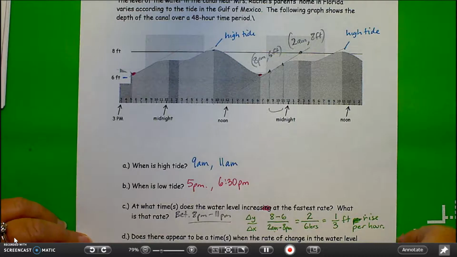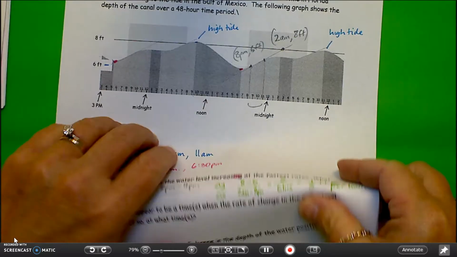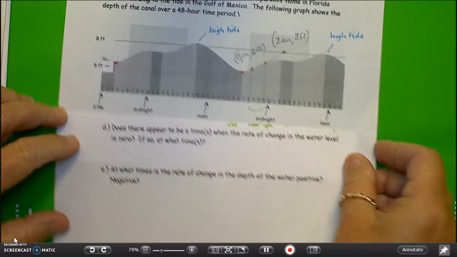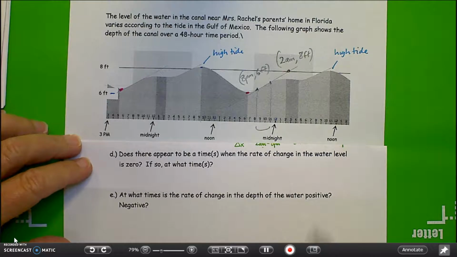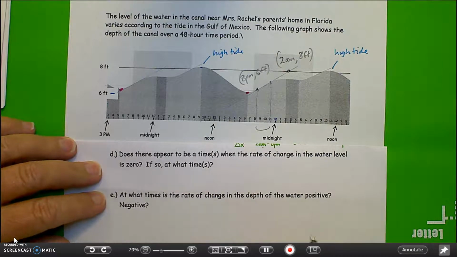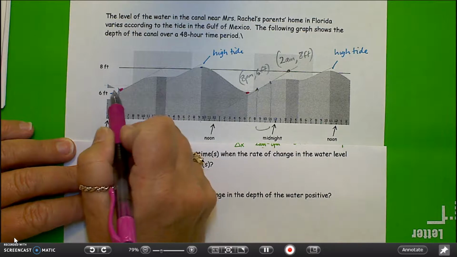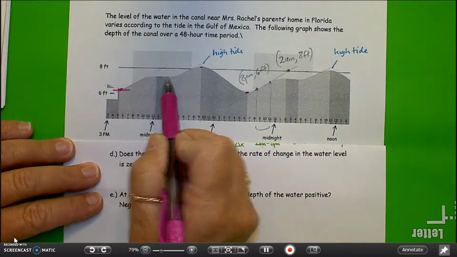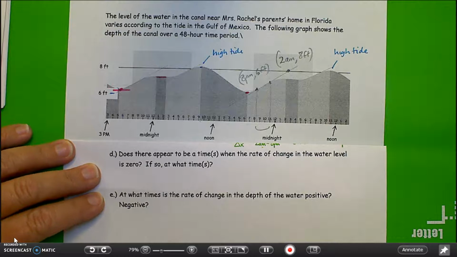Next question, does there appear to be a time when the rate of change in the water level is 0? I'm going to fold my paper here so I can get everything on the screen at once. What time does the rate of change appear to be 0? A rate of change of 0 would just be a horizontal line. In our case, we're looking for horizontal tangents. So actually at low tide there's a horizontal tangent. Here's another space in between here. It seems like there's a 2-hour time period with a rate of change of 0.